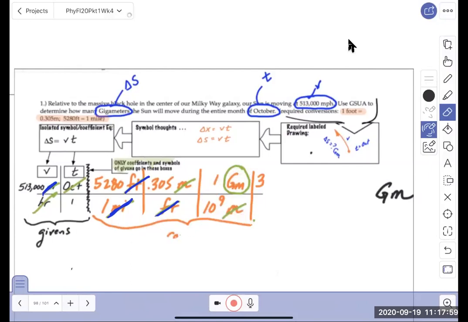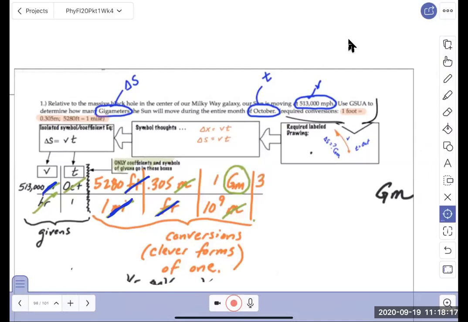And here's another place where students make a mistake. These are the conversions, clever forms of one. That's all those conversions are. They're clever forms of one. The common mistake students make is, there's 10 to the ninth meters in a gigameter, right? But when a student looks up on the ceiling at the conversions, they see the 10 to the 9 and they stick that 10 to the 9 with the gigameters. And that is a no-no.